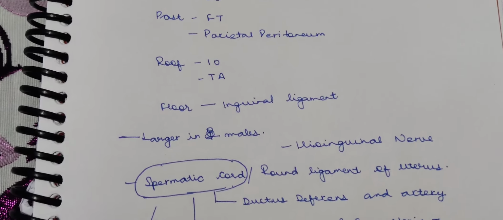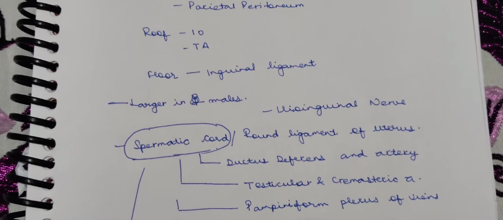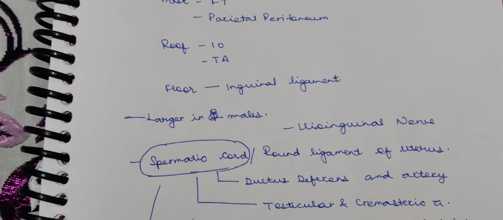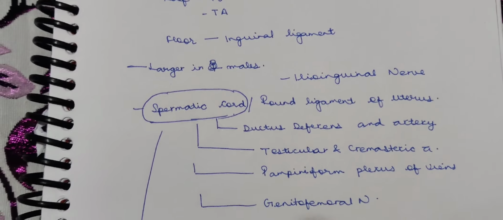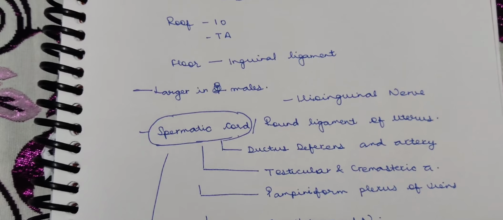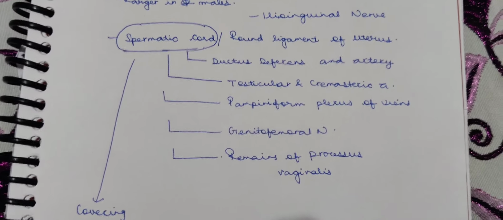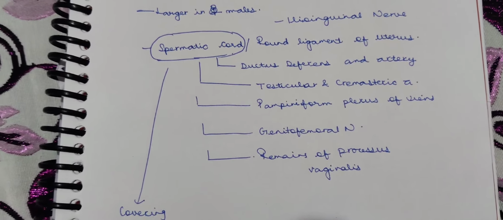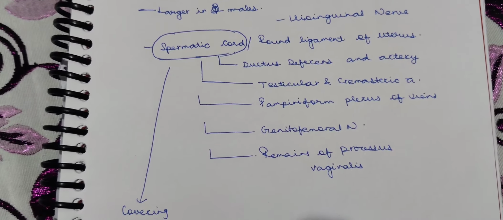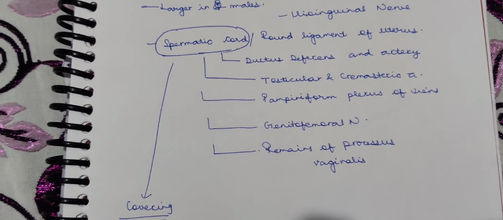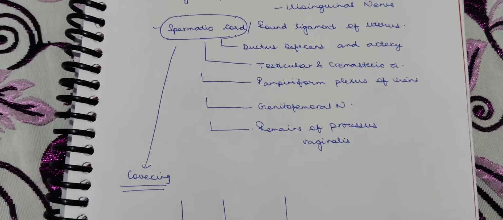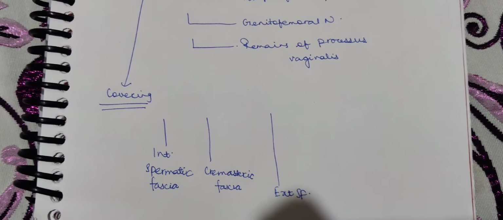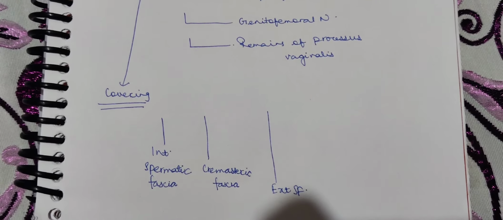It's larger in males, and it also contains the ilioinguinal nerve. Then this inguinal canal contains the spermatic cord in males and the round ligament of the uterus in females. Spermatic cord. Now what are the contents of the spermatic cord? Ductus deferens and its artery, testicular and cremasteric arteries, pampiniform plexus of veins, genitofemoral nerve, and the remains of the processus vaginalis. Now, the coverings of the spermatic cord, from inward to outward, are the internal spermatic fascia, cremasteric fascia, and external spermatic fascia.